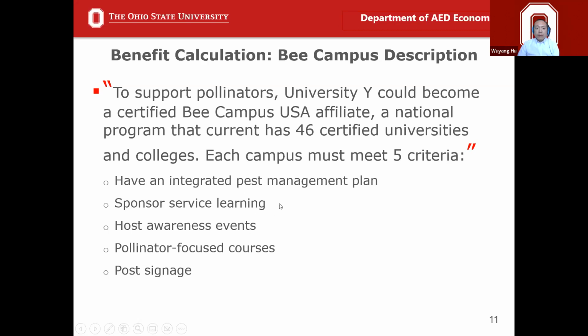As you can see quickly, having an IPM plan is more challenging and more complex. But some of the other efforts are not really that costly. For example, sponsoring service learning, having some awareness events, having some courses and posting signage are manageable in terms of cost. So I would argue, it's my personal opinion, that satisfying the 5 criteria is not going to take a whole lot of new effort. But I'll come back to this part later on.